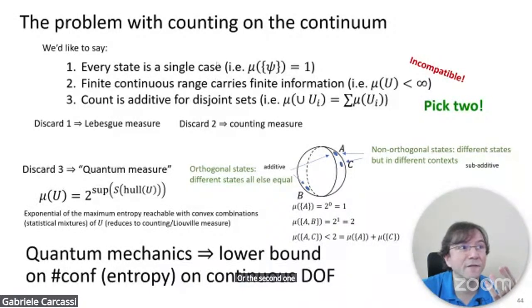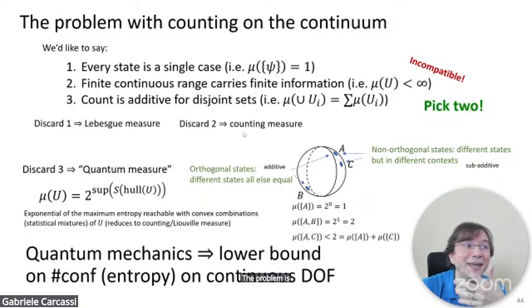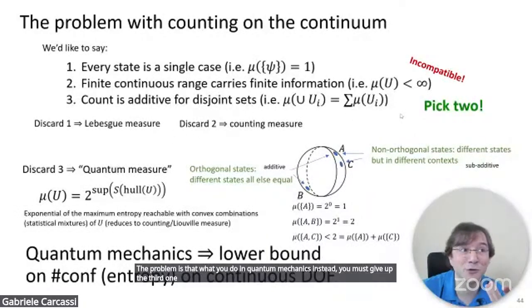What happens in classical mechanics is that you discard either the first one or the second one. If you discard the first one, you get a Lebesgue measure, which is what you typically use to count configurations of a continuum. And if you discard the second, you get the counting measure, which is what you use to count configurations on discrete sets. What you do in quantum mechanics instead is that you must give up the third one. That's sort of what happens.